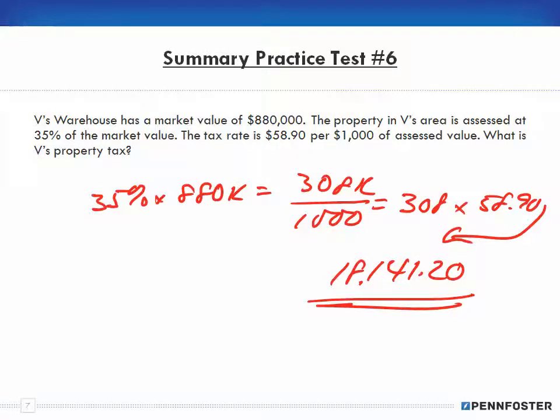It says it has a market value of 880,000, and the property in V's area is assessed at 35% of the market value. So I'm going to take 35% times the 880,000 to get 308,000. But because the tax rate is expressed per thousand of assessed value, the 308,000 is the assessed value, so I have to divide it by 1,000 to get 308 so that I can apply it against the 58.90. When I multiply, I end up with $18,141.20. That's the property tax.